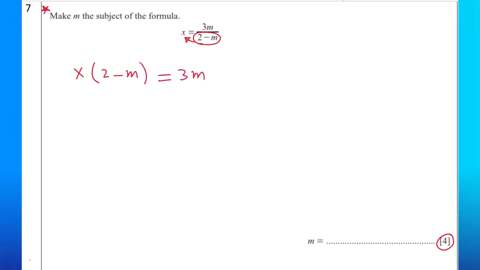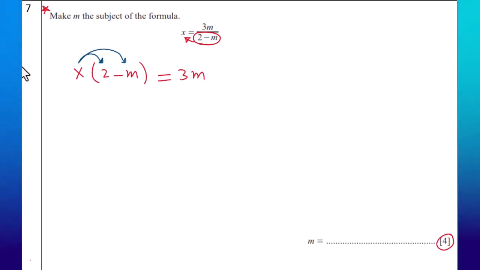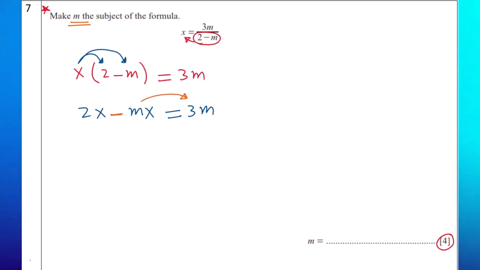Now we will open the bracket. We have to multiply this x with both terms inside the bracket. So we will write 2x minus mx, or xm, order does not matter. Now we have to combine all the terms that have m on one side. As this mx is negative, when you shift this to the other side, it will become positive. So we will write 2x is equal to 3m plus mx.